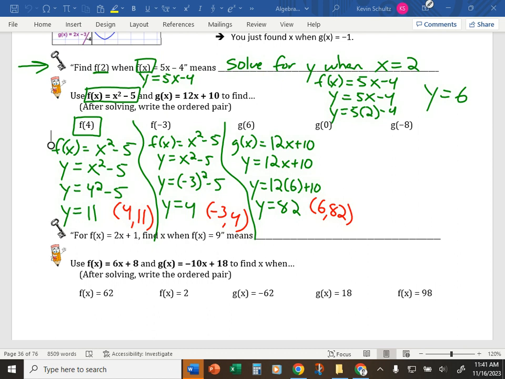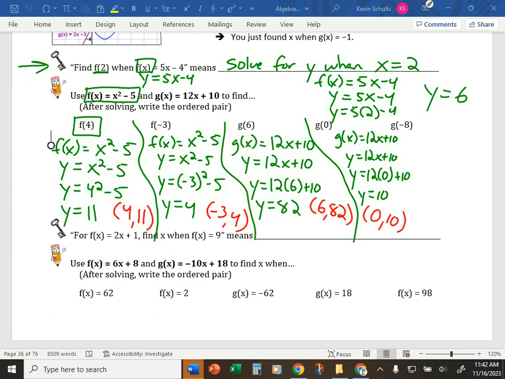G of 0: what you should have done was, in the g of x equation, 12x plus 10, replace g of x with y. Y equals 12x plus 10. You're plugging in 0 for x. So 12 times 0 plus 10 gives you y equals 10, which means your ordered pair, when x is 0, y is 10. (0, 10) should be the answer. Who was successful? Who was unsuccessful and not sure why?